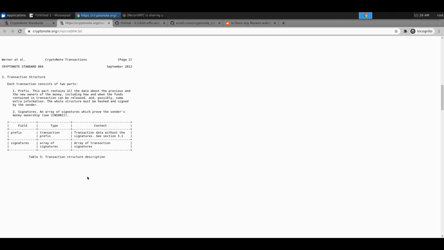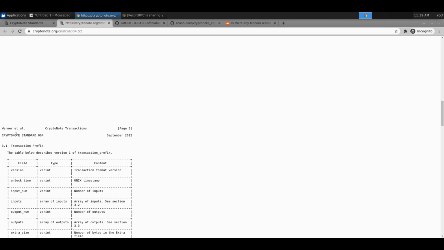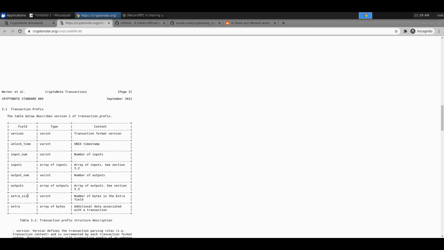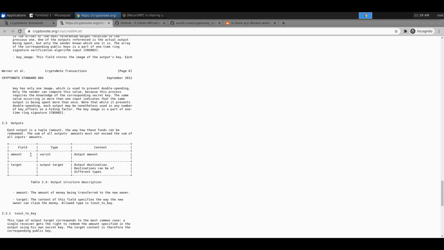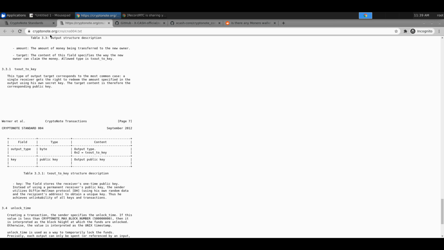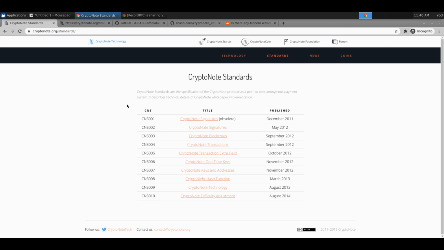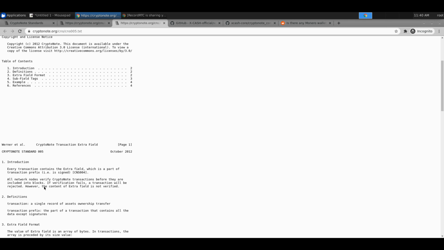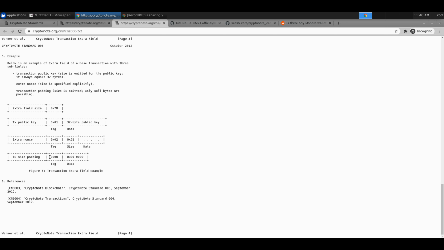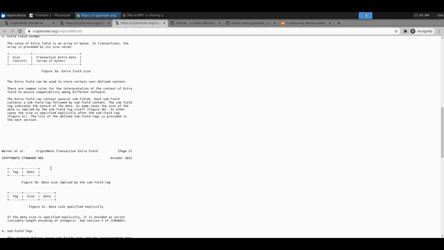What's interesting is if we go to transactions, they basically break down the two sections of a transaction, and then break down each one and what each one does for each side. What I think is interesting is they devote a whole other section to the transaction extra field. So just one little field gets its own few pages.